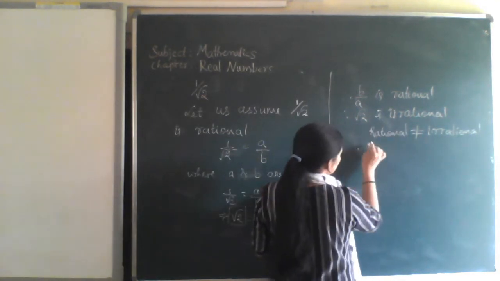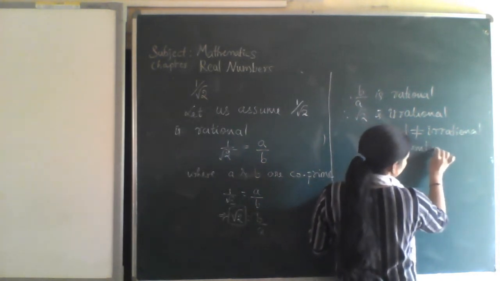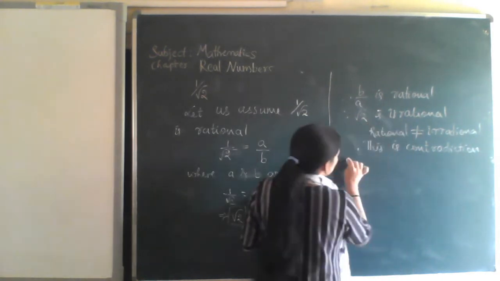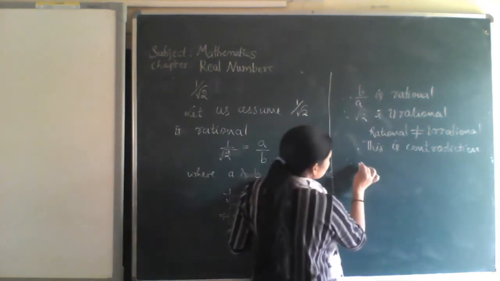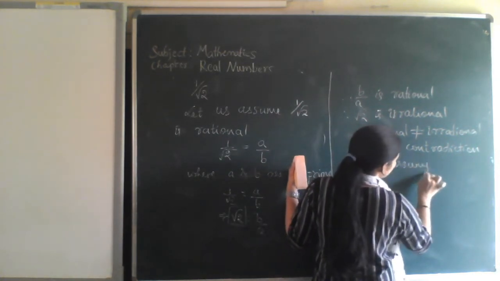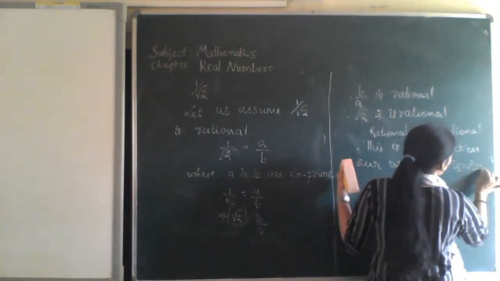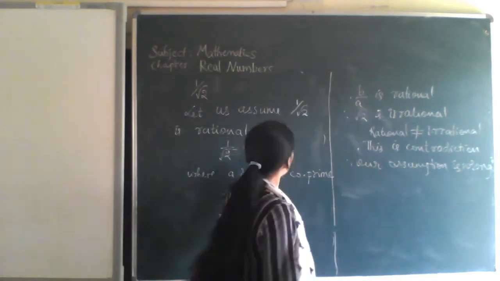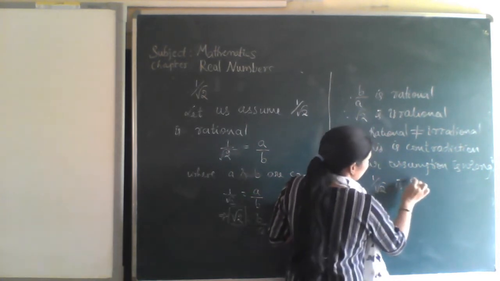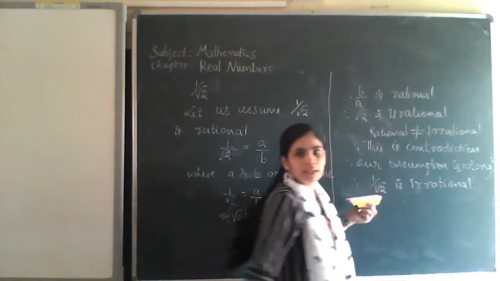Then this is a contradiction, or contradictory statement. Here our assumption is wrong, so 1 by root 2 is an irrational number.